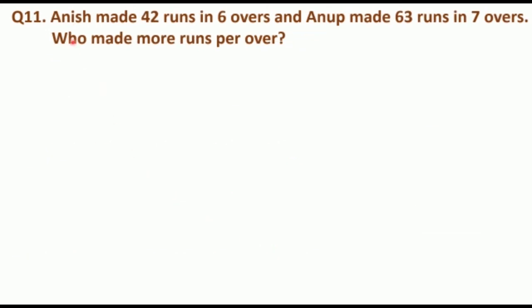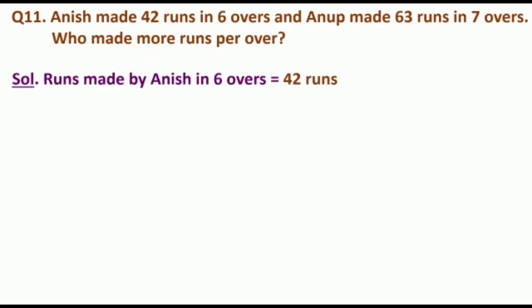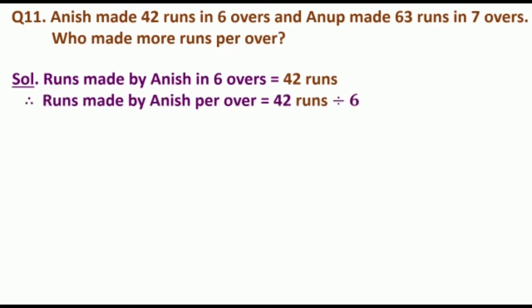Question number 11. Anish made 42 runs in 6 overs and Anup made 63 runs in 7 overs. Who made more runs per over? We have to find runs made by Anish and Anup per over first. Okay. So runs made by Anish in 6 overs is equal to 42 runs. It is given that Anish made 42 runs in 6 overs. Okay. So first we will find runs made by Anish per over. Okay, so it will be 42 runs divided by 6. We will divide it by 6. So when we divide, we are getting here 7 runs. Runs made by Anish per over will be 7 runs.